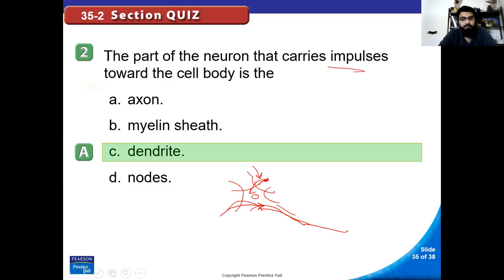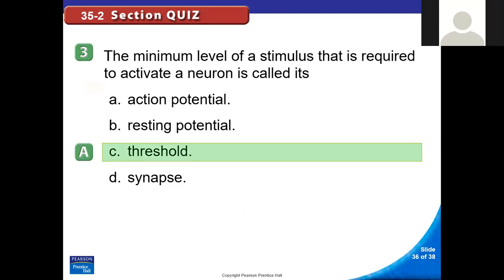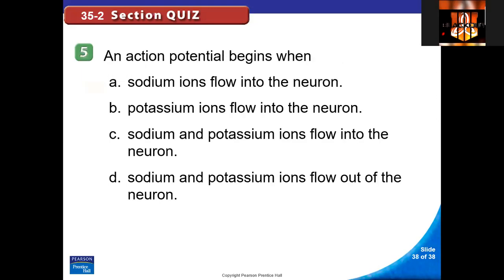The minimum level of stimulus that is required to activate a neuron is called the threshold. Chemicals that are used by neurons to transmit impulses are called neurotransmitters. Yes. Okay, last one.